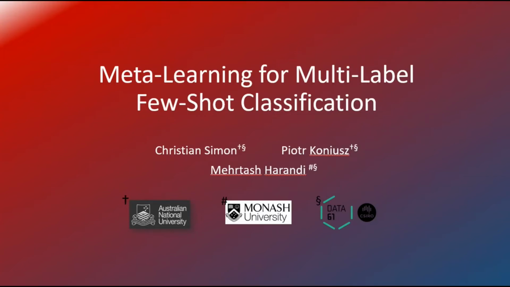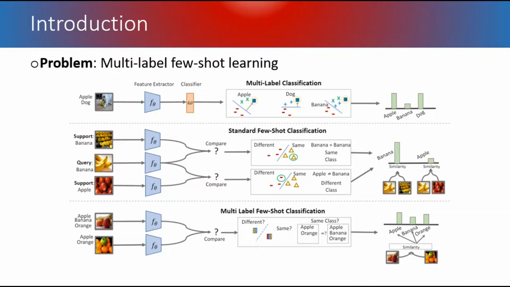Hello everyone, I will present meta-learning for multi-label feature classification. As an introduction, we want to differentiate between multi-label classification and standard feature classification compared to the multi-label feature classification that we have in this paper.